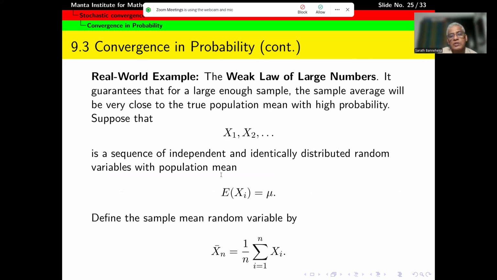Right. So just to consider an example of convergence in probability, there's a theorem called the weak law of large numbers. Remember, as an example of almost sure convergence, we talked about the strong law of large numbers. This one is called the weak law of large numbers, right? So the weak law of large numbers says that it guarantees that for a large enough sample, the sample average will be very close to the true population mean with high probability.